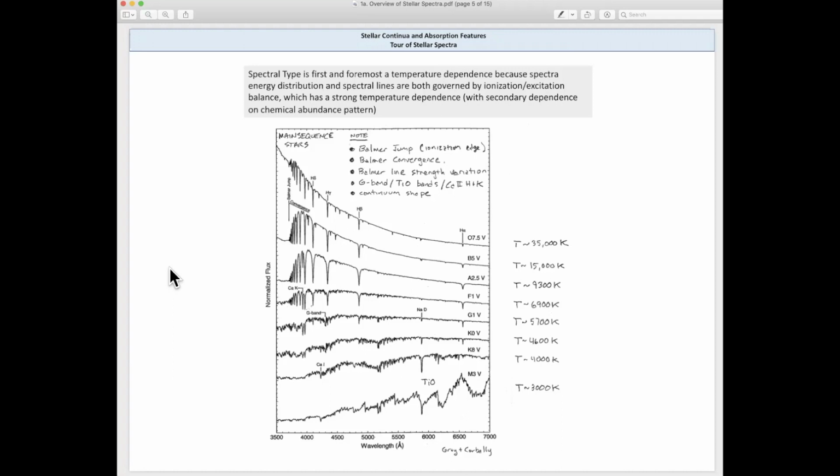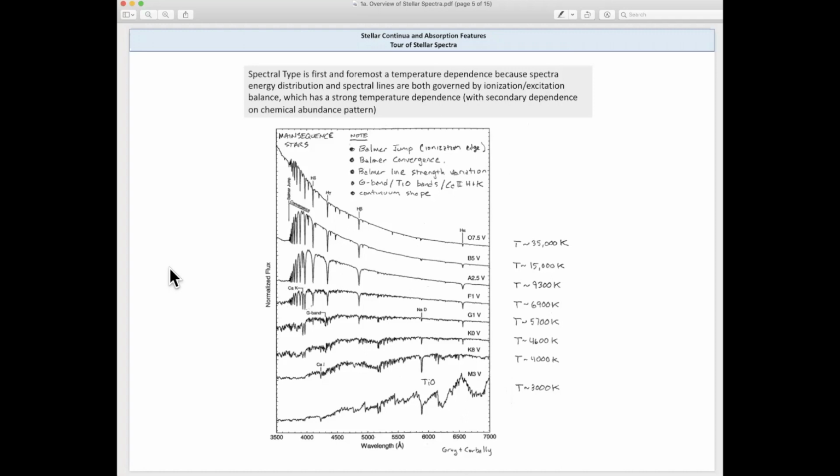In this case, these are all main sequence spectra. They're in the process of fusing hydrogen to helium in their core. And we are sampling spectra from the cool stars, the M3, up to the hottest star sampled here, the O7. And so I have a little bullet list of things that you should probably always observe and think about when you see a stellar spectrum.